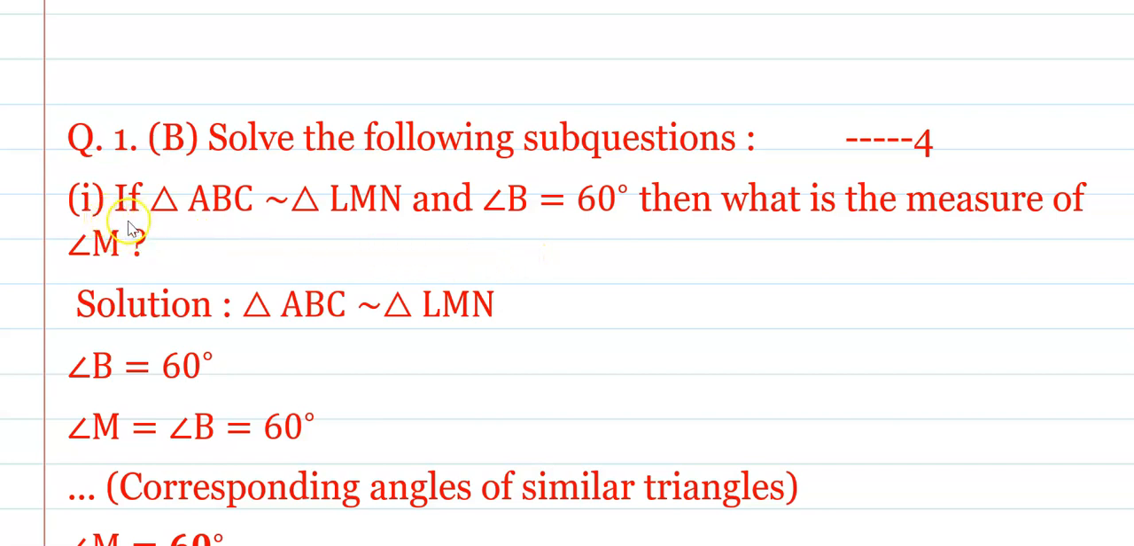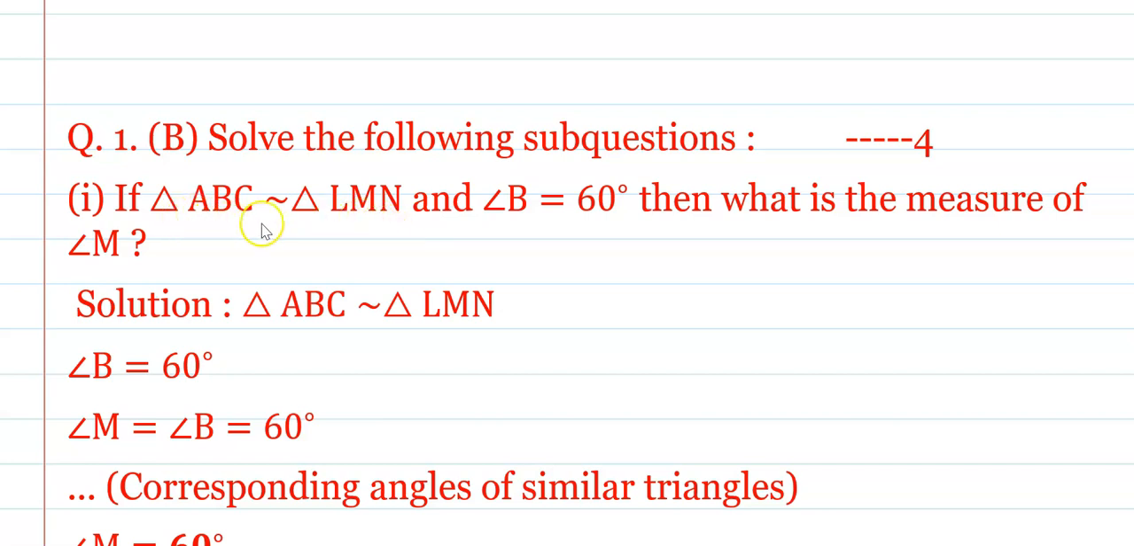First question: If triangle ABC is similar to triangle LMN, angle B is equal to 60 degrees, then what is the measure of angle M? Here these two triangles are similar. Triangle ABC is similar to triangle LMN. We have the measure of angle B is 60 degrees. According to one-one correspondence, angle B corresponds to angle M and therefore the corresponding angles are congruent.